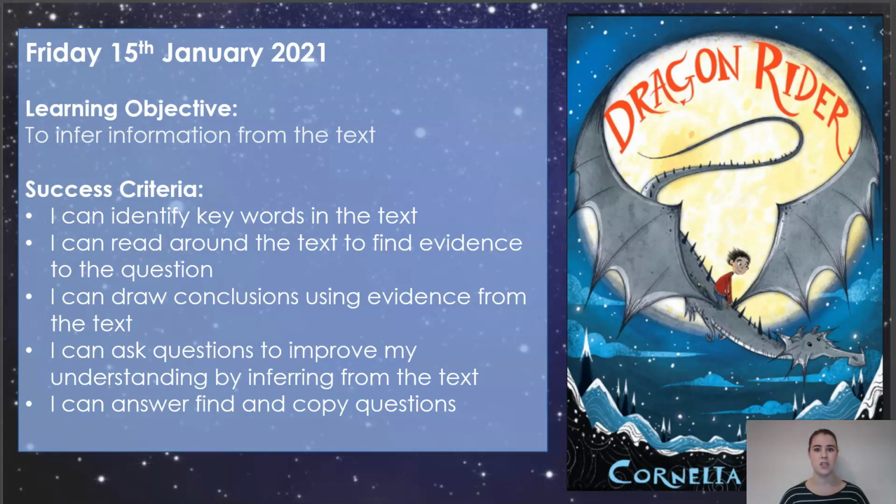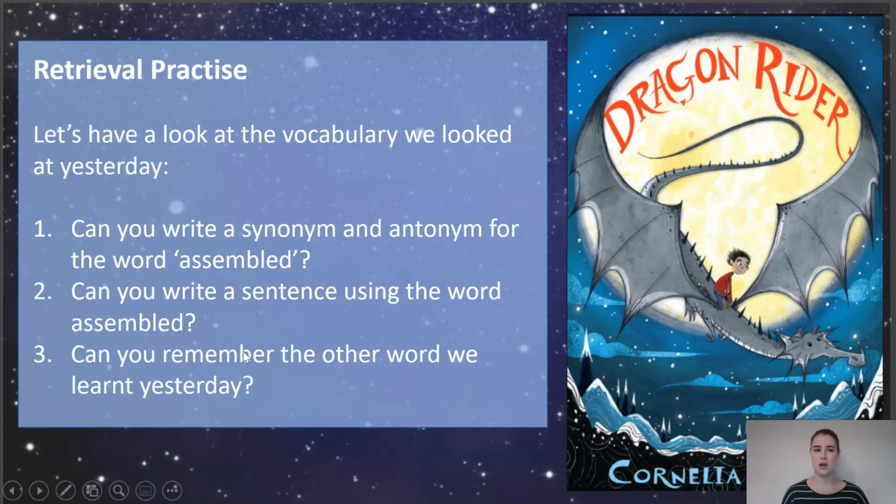And some of those might be some find and copy questions. So what we're going to do today is have a practice of retrieval based on some of the work we did yesterday, just to warm our brains up a little bit. So let's have a look at the vocabulary that we looked at yesterday. I would like you to think about the word assembled. Can you write a synonym and an antonym for the word assembled? Can you write a sentence using the word assembled? And do you think you can remember the other word that we learnt yesterday? So pause the video and jot down your answers to those three questions.